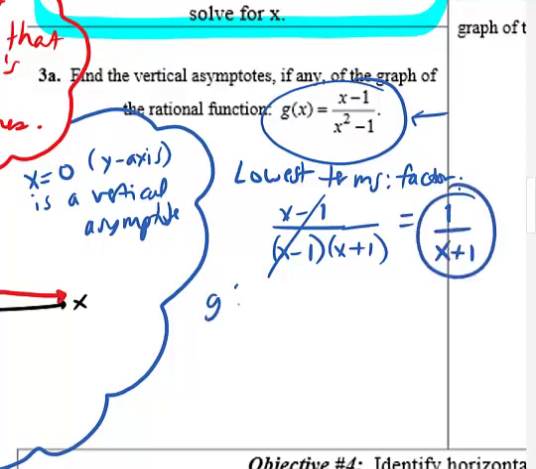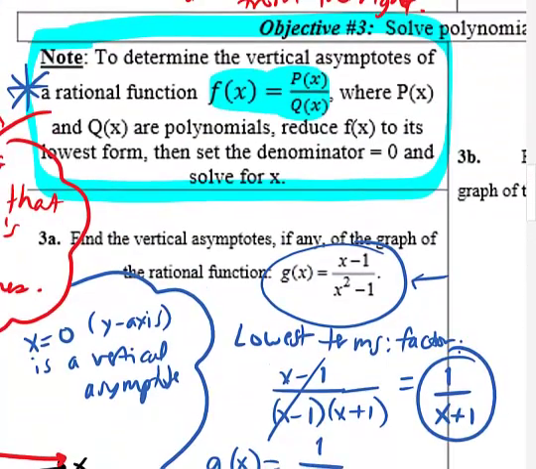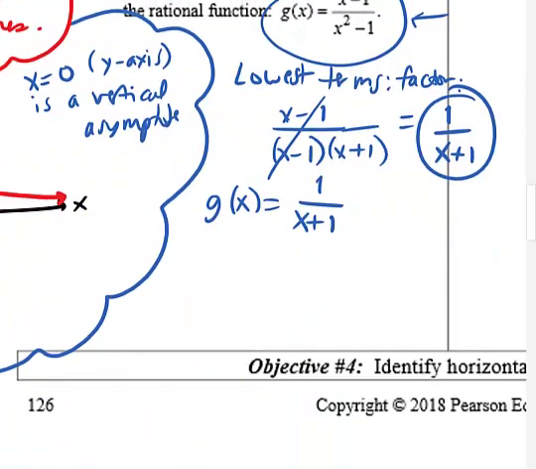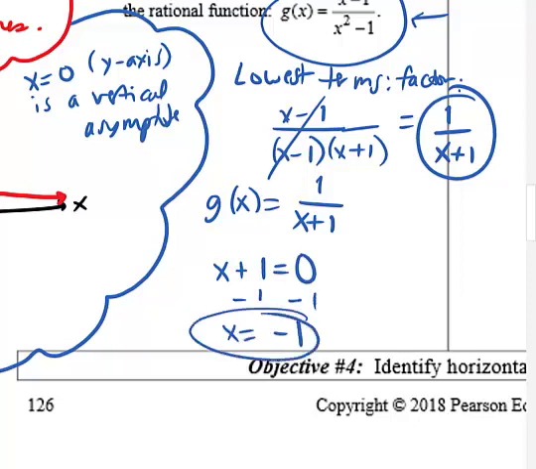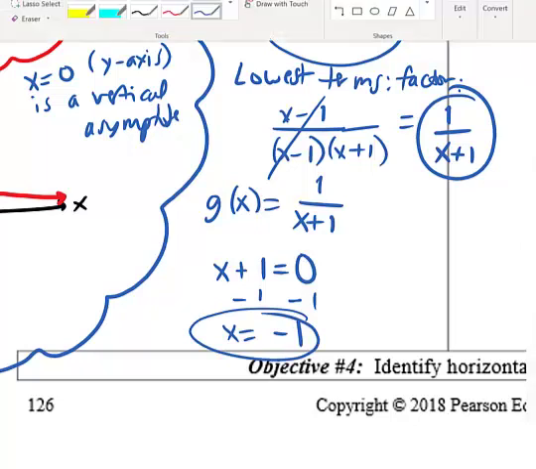So the function they gave me was actually not simplified all the way. I can write it as 1 over x plus 1. Now that we've written it in lowest terms, as it says here, we're going to set the denominator equal to 0 and solve for x. And whatever we get, that'll be where the vertical asymptote is. So if I subtract 1 from both sides, it looks like x equals -1 is the vertical asymptote.